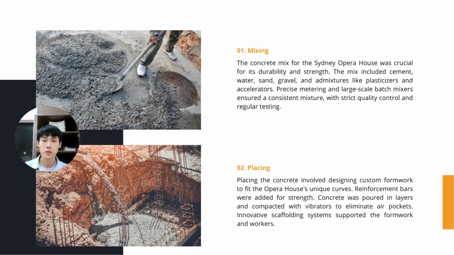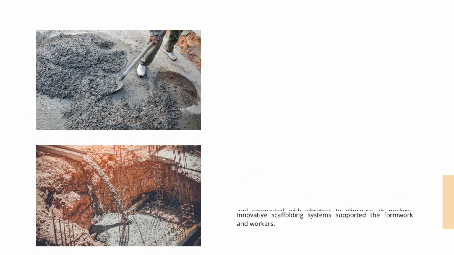And the second one will be placing. Placing the concrete involved designing custom framework to fit the Opera House's unique curves. Reinforcement bars were added for strength, and concrete was poured in layers and compacted with vibrators to eliminate air pockets. And the innovative scaffolding system supported the frameworks and workers.